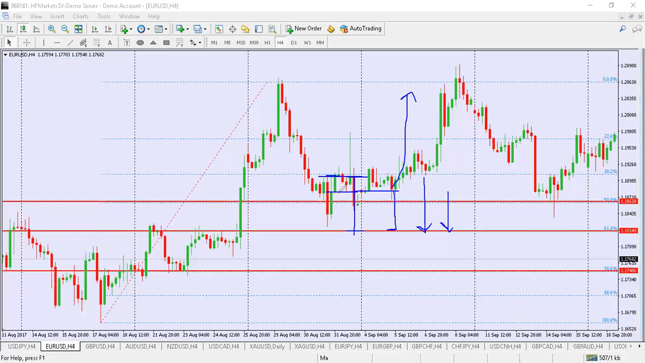I'd rather enter at this point, at the close of that candlestick. If I know that this point is going to be my stop loss, I'd rather enter at an early price.